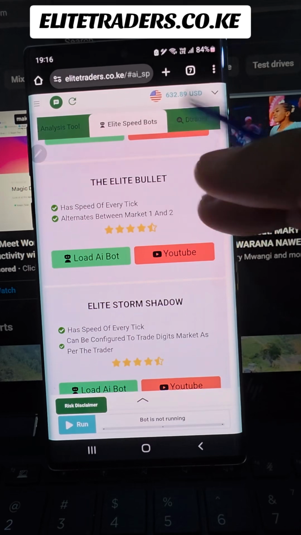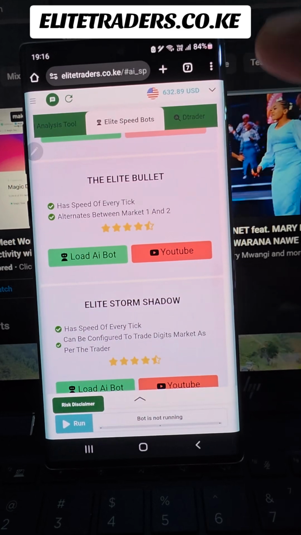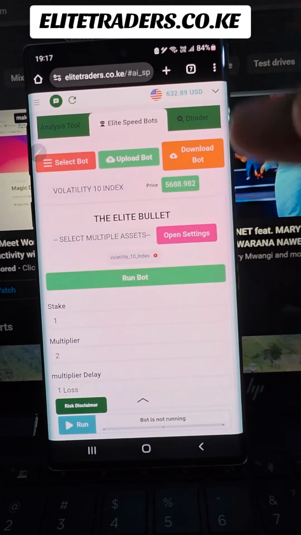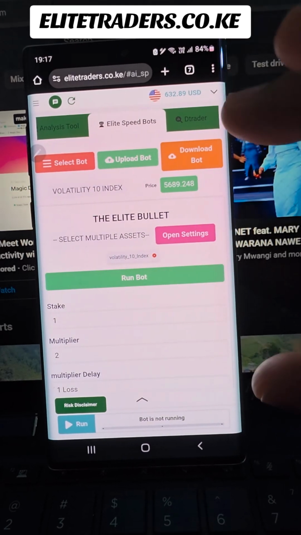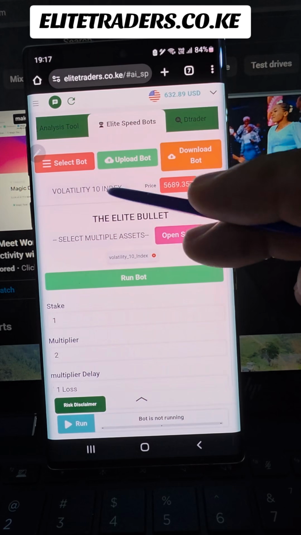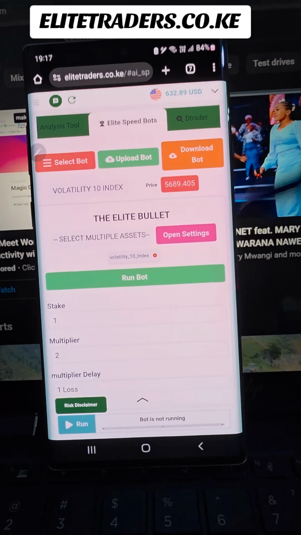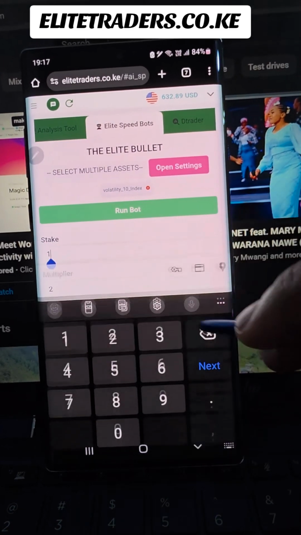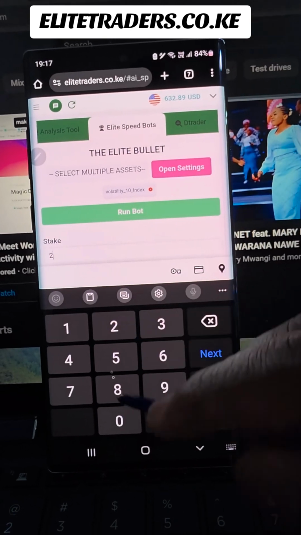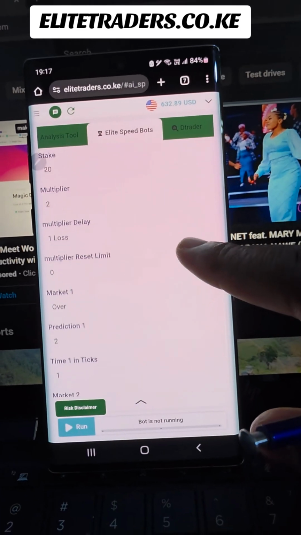I once said that the Airite Bullet is a multi-purpose robot that can trade in so many different ways, and this is one of my best robots that we'll be using to trade this specific setup. The best volatility for this is the 10 index. That's what I would always recommend. In this case, the most important thing is risk management, so I'll be staking $20 for these accounts.